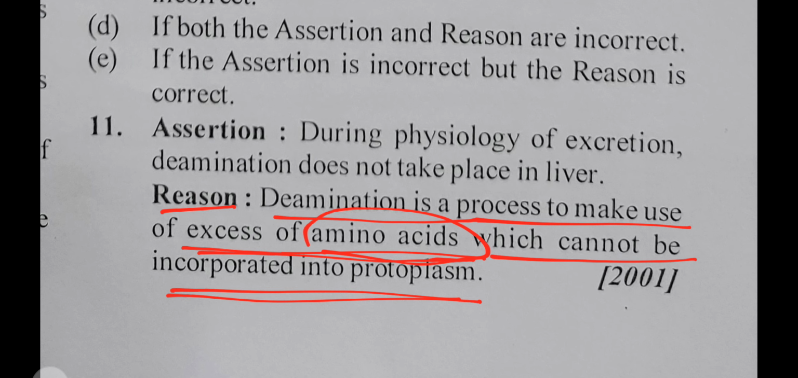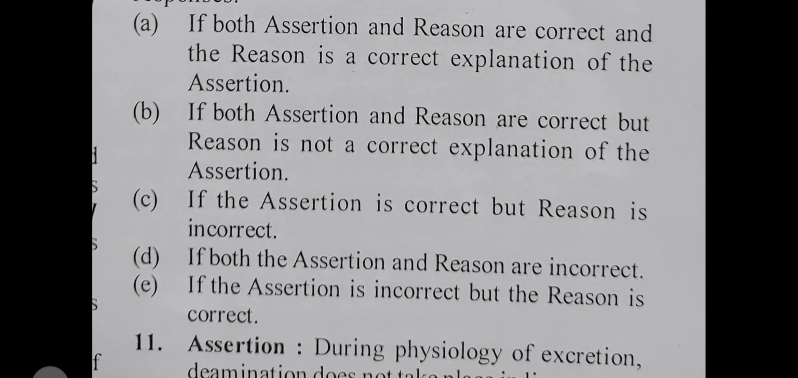So the statement given in the reason is true, but this is not the explanation for this, because as you know the assertion itself is wrong, and this reason will not be the explanation of the assertion. So here assertion is wrong and reason is correct. Now which option do we go for? Here you can see the fifth option, that is assertion is incorrect but reason is correct. You have to go for this option, that is E.